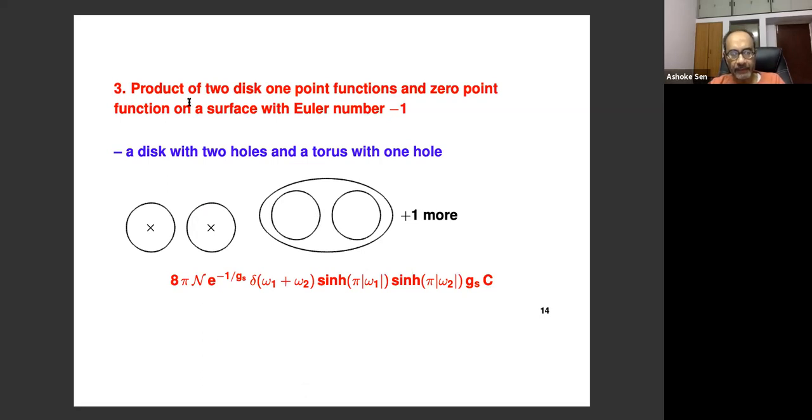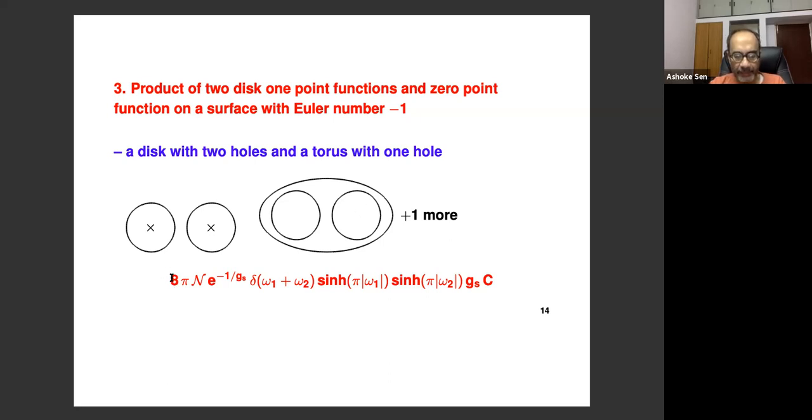So the final factor is the product of two disk one-point functions and a zero-point function on a surface of Euler number -1. This includes a disk with two holes. So here is a disk with two holes. And you can also have a torus with one hole. So there are two classes of diagrams. I have only drawn one of them. So the product of two disk one-point functions, of course, is here. And this is just a partition function on a surface of Euler number -1. And then you also have this replaced by a torus with one hole.